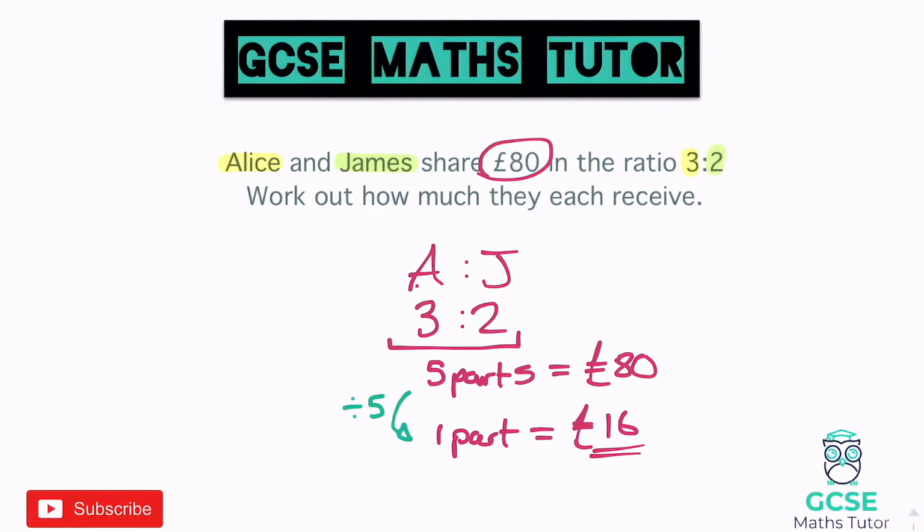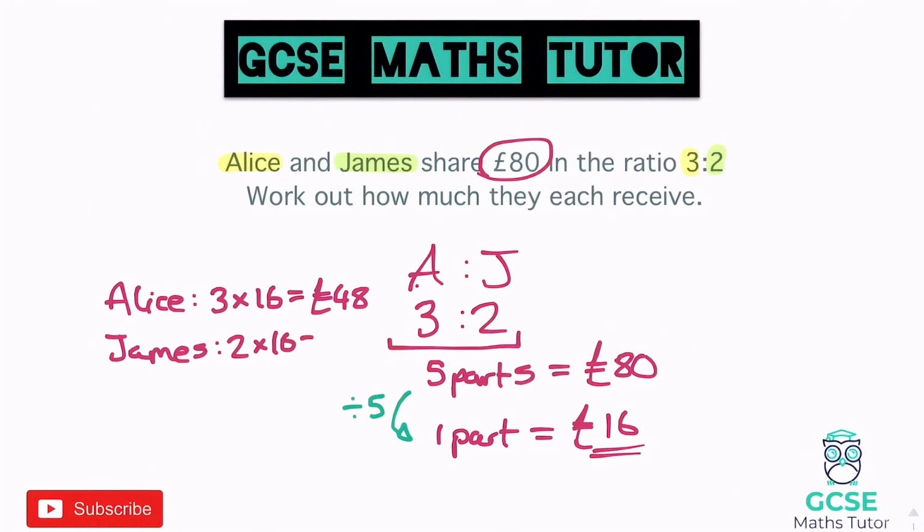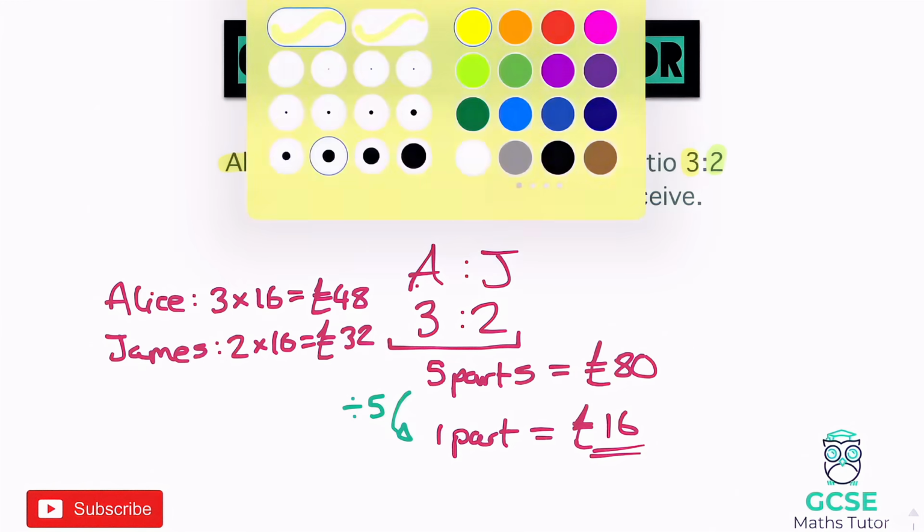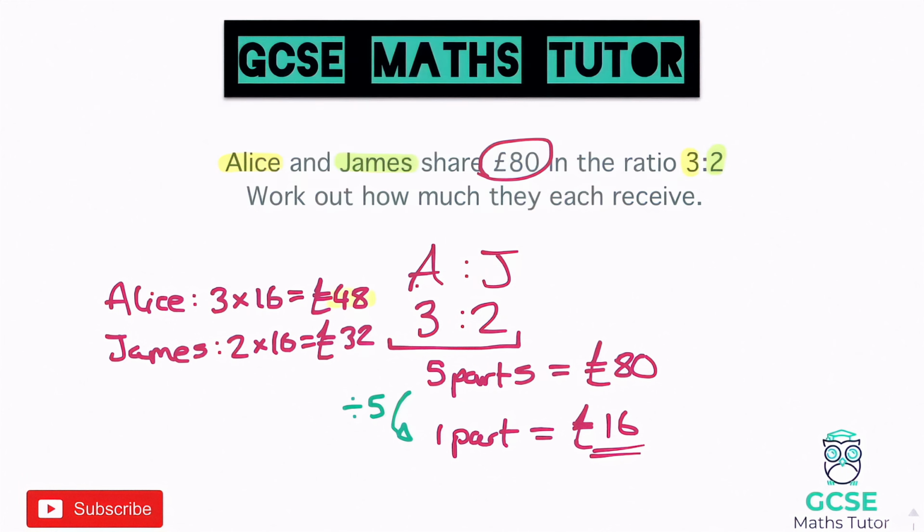Now obviously we've got Alice that's getting 3 of those parts. So Alice is getting 3. So Alice is going to get 3 times the 16, which is £48. There we go. And James is getting 2 of them. And James's share then is 2 lots of 16, which equals £32. There we go. And you can always do a little quick check at the end there, because those two numbers should add together to make the original 80, and 48 plus 32 adds together to make 80.